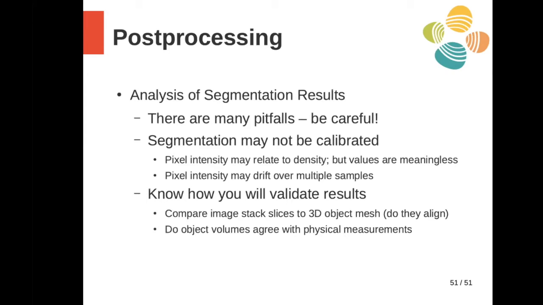This is what you'll need to take care of if you have a workflow where you're continuously bringing in data from a microscope. Over time, the images themselves begin to drift as far as their intensity values. And so you'll want to ensure that these remain calibrated if you're using this for your analysis. The other thing that can help is that once you have created your segmentation and you've created a 3D object mesh out of it, you can try to make sure that they align.